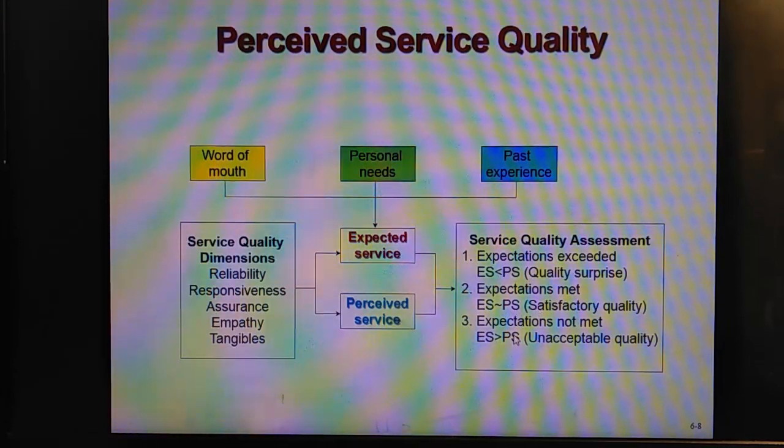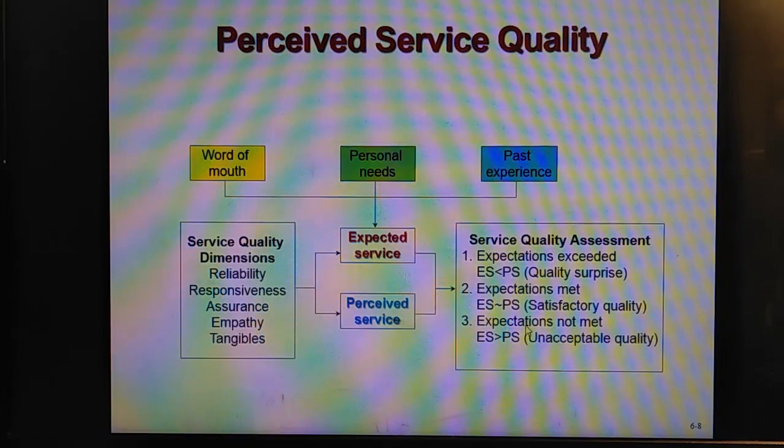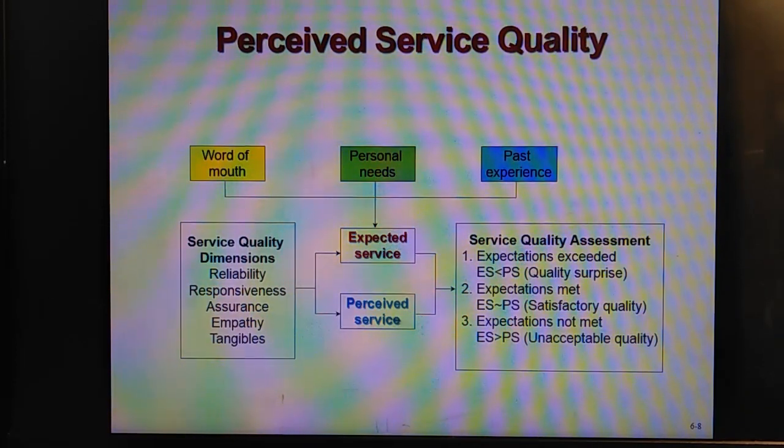The third scenario is expectation not met. What you are expecting is not being experienced. This is the third scenario, in which expected service is more than perceived service. So in other words, the service that you got is less than what you expected. This is what they call unacceptable quality. This is the scenario of perceived service quality: whether expectation is exceeded, met, or not met.